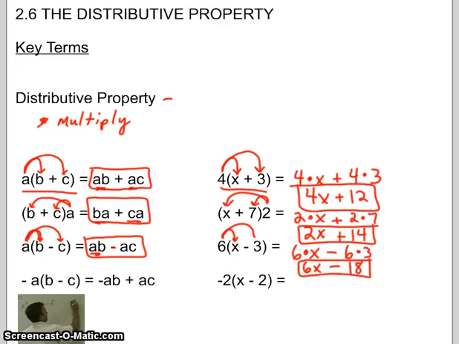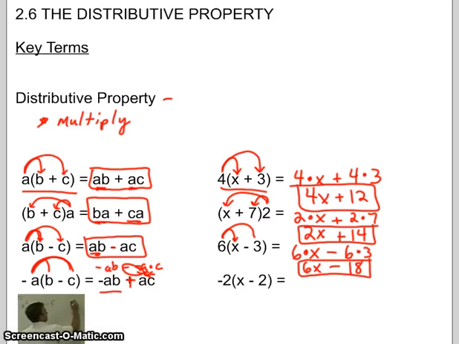Negative a times b minus c, so you do negative a times b, which is negative ab, then negative a times c. So we have negative ab, and then we have this minus sign, and then we're going to minus negative a times c. What negative a times c is negative ac. Then we have two minus signs next to each other, so that's a plus sign. The other way you could look at it is just doing negative a times negative c. You decide how you want to look at it and go from there.